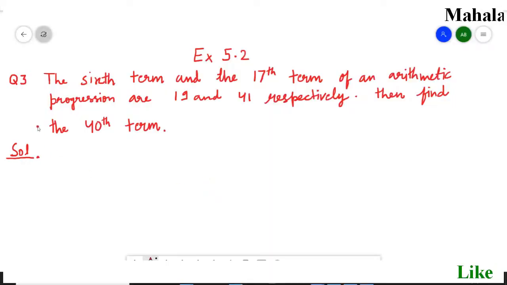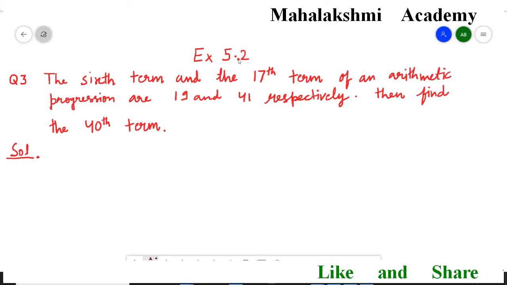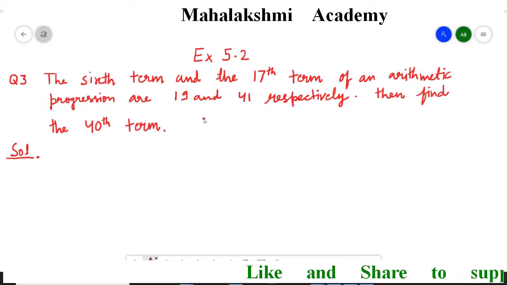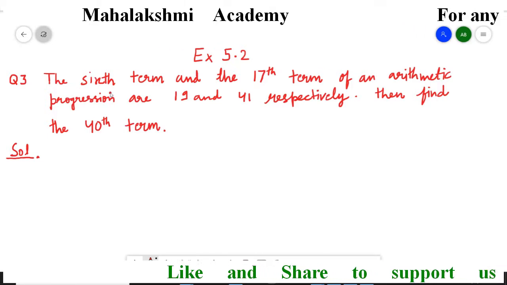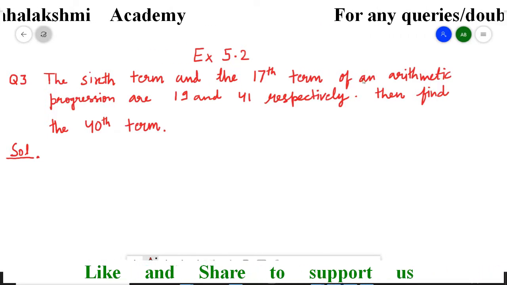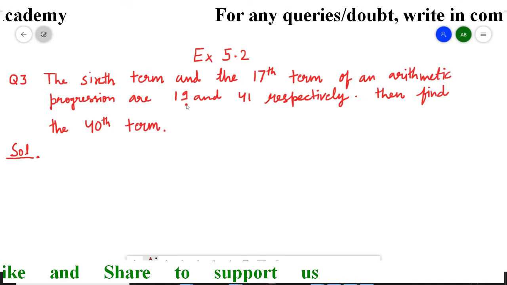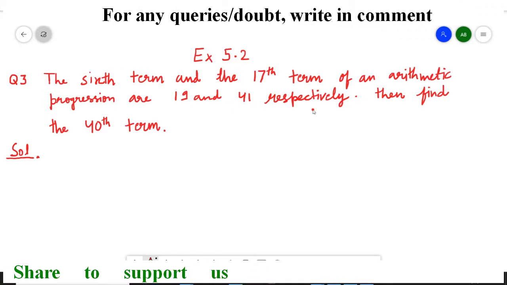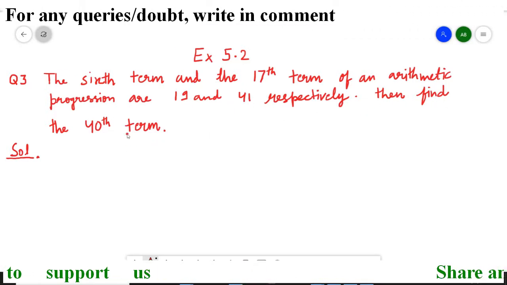Everyone, I am going to explain question number 3 of exercise 5.2, and this question belongs to 10th class maths. The question is: the 6th term and 17th term of an arithmetic progression are 19 and 41 respectively. Then find the 40th term.